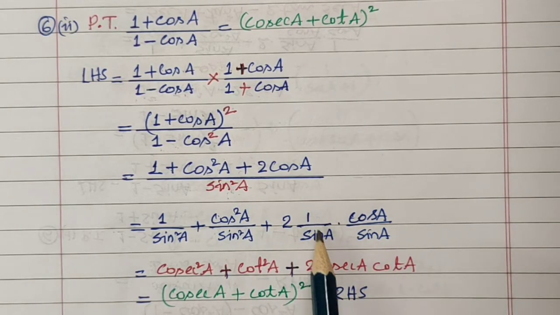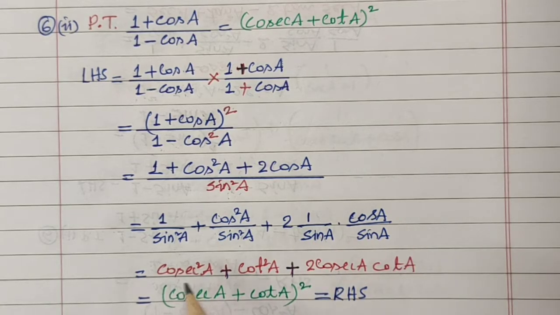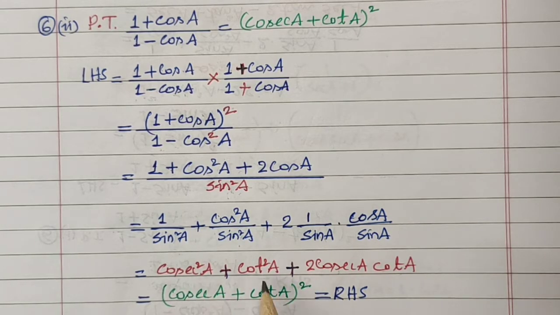Here sin into sin square a, 1 divided by sin a, because we want cosecant a and cot a. So 1 by sin square a is cosecant square a, cos square a by sin square a is cot square a, 2 times 1 by sin a, cos a by sin a is cosecant a cot a. So this is in the form of a square plus b square plus 2ab. Then it can be written as a plus b whole square. In place of a we have cosecant a, in place of b we have cot a. Cosecant a plus cot a whole square, which is equal to RHS.